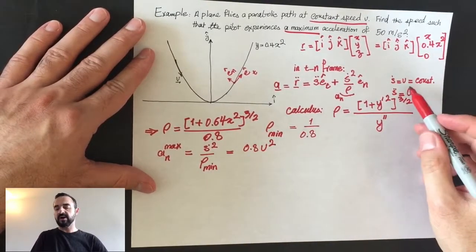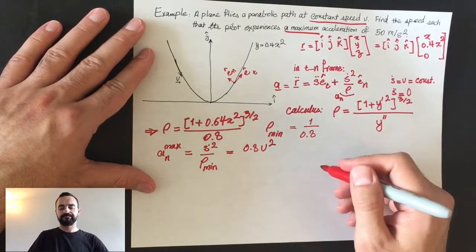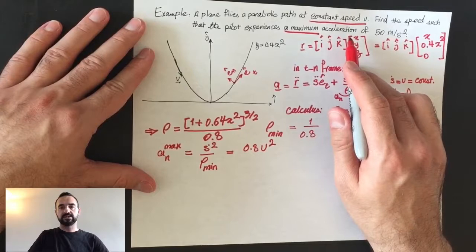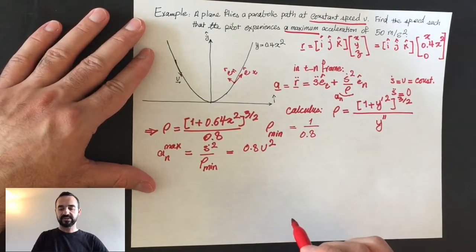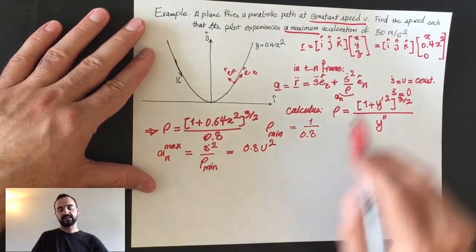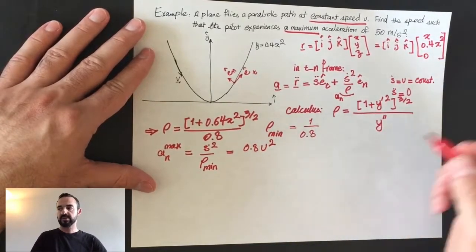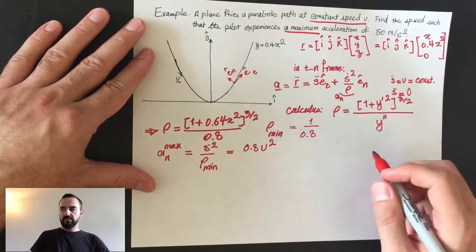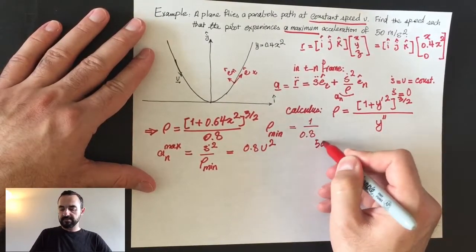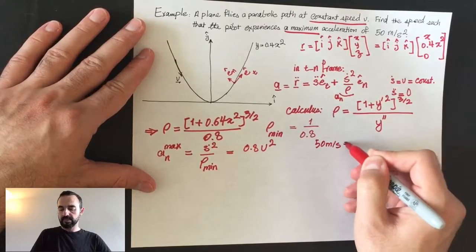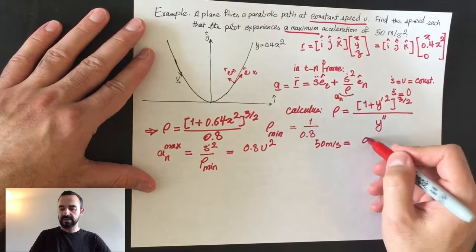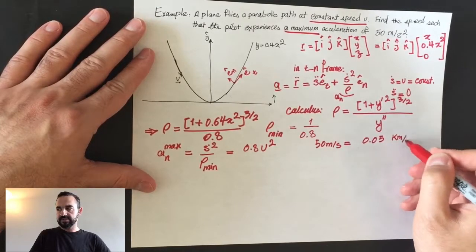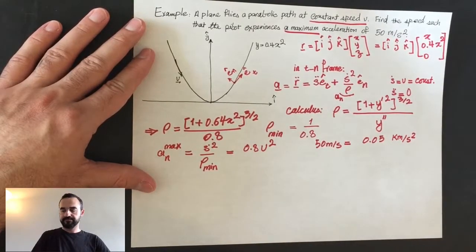I'm replacing s dot with v. And we know that maximum acceleration should be equal to 50 meters per second squared. Therefore, we set this equal to 50 meters per second squared, and then we compute velocity. Just pay attention to the units. It is 0.05 kilometers per second squared.